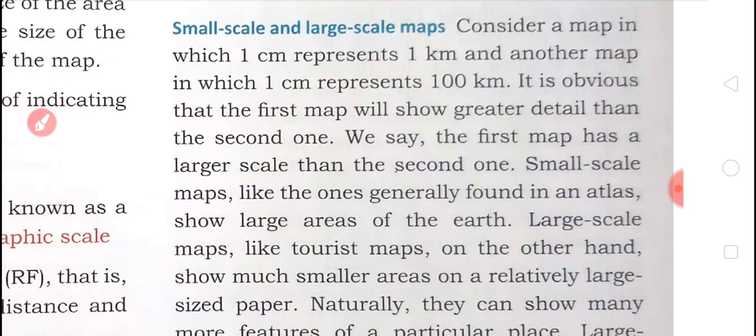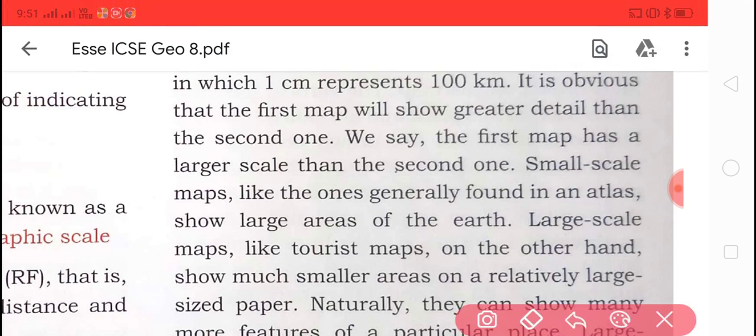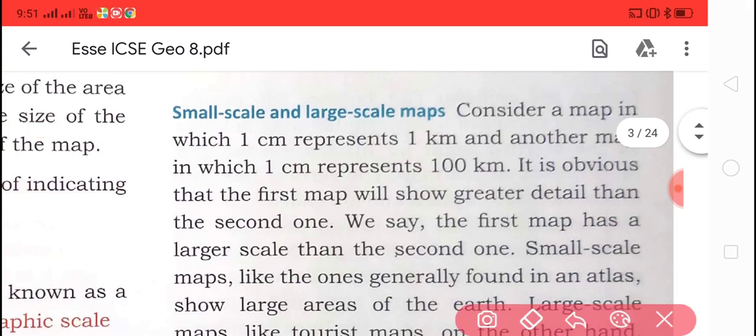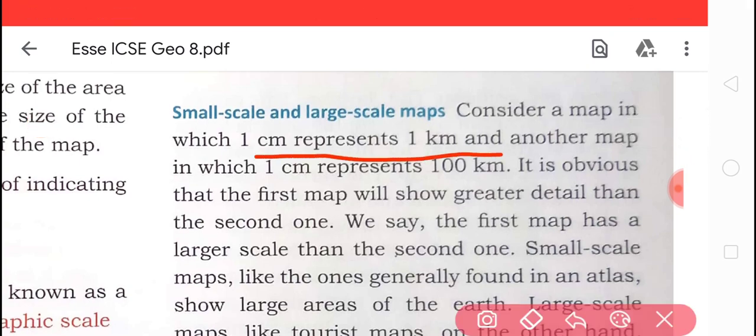Consider a map in which 1 centimeter is 1 kilometer, and another in which 1 centimeter is 100 kilometers. It is obvious that the first map will show greater details than the second one. We say that the first map has a larger scale than the second one.